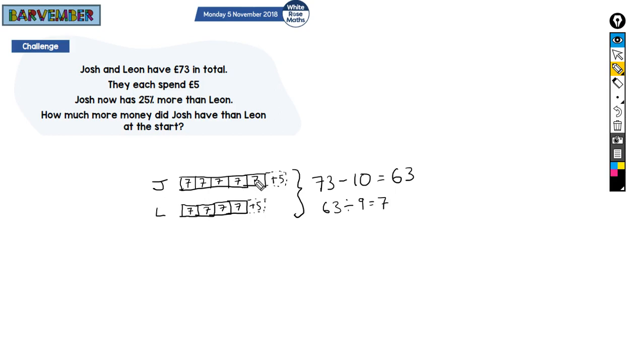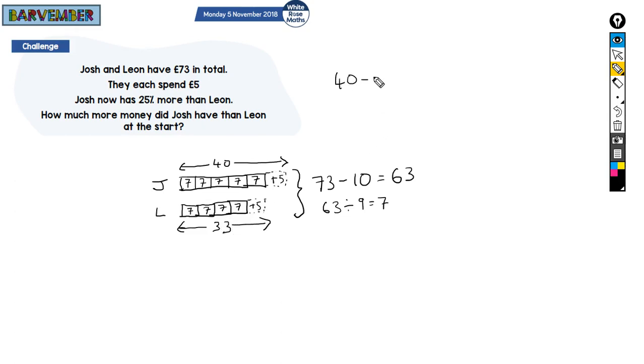So each of these represents £7. So what am I being asked? Let's remind ourselves: how much more money did Josh have than Leon at the start? So I need to know how much each of them had. So 1, 2, 3, 4, 5 times 7 is 35, plus the 5, that gives me a total of 40 all the way to there. And what have I got here? 1, 2, 3, 4 times 7 is 28, plus the 5 gives me 33. So at the beginning, because I need to include these £5, before the money was spent, Josh had 40 and Leon had 33.